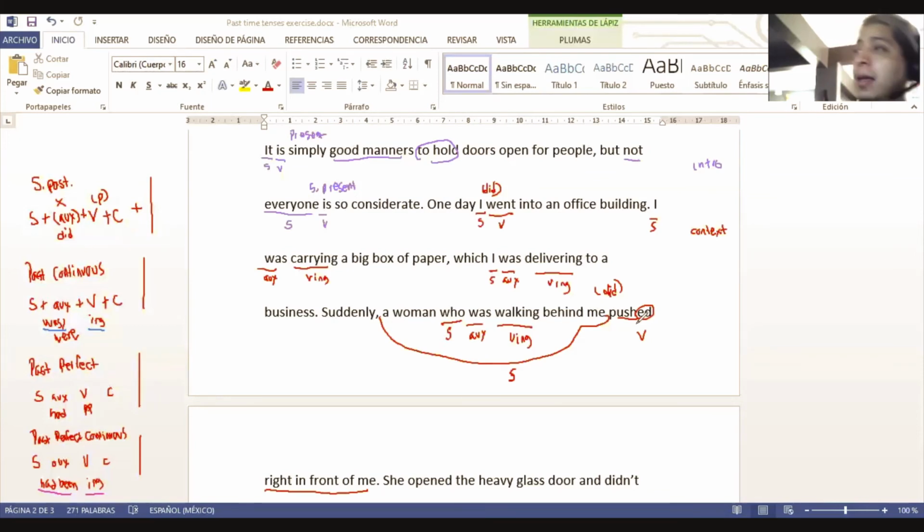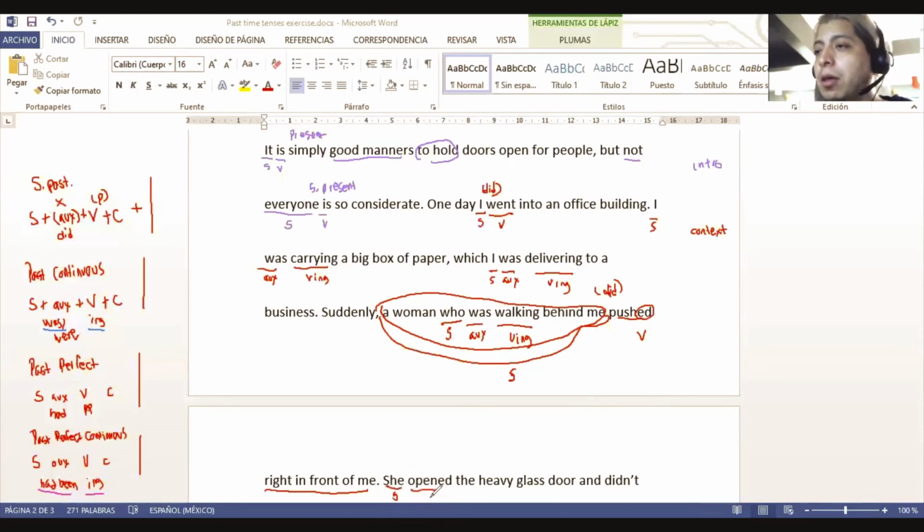Esto está en pasado simple, and that means, ¿se dan cuenta cómo aquí esta cláusula está en pasado continuo y esta cláusula completa está funcionando como el sujeto de esta otra oración? Entonces, una mujer que estaba caminando detrás de mí se metió enfrente, ¿sí? Me rebasó, ¿sí? Esta es la parte importante, se metió enfrente de mí. She, subject, opened, este es el verbo, no hay auxiliar, el auxiliar sería did. Como no hay auxiliar, el verbo está en pasado. She opened the heavy glass, the heavy glass door. Ella abrió la pesada puerta de cristal, ¿sí?